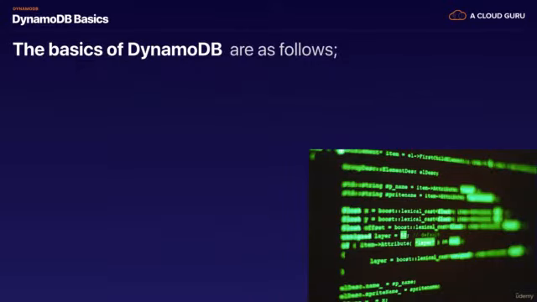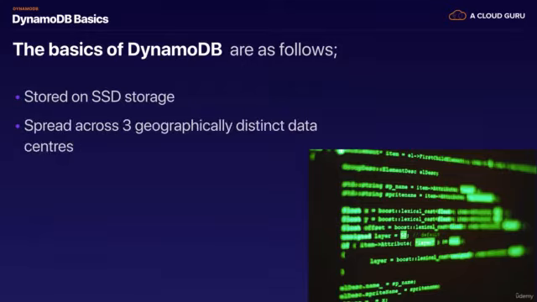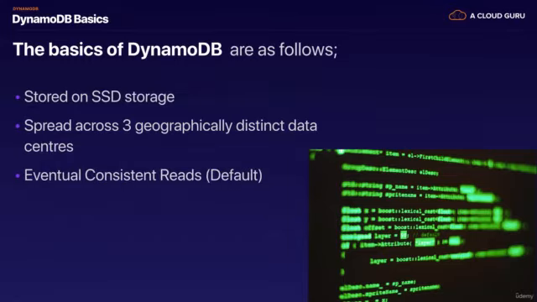So the basics of DynamoDB are as follows. It's stored on SSD storage, so that's why it is so fast. It's spread across 3 different geographically distinct data centers, so you're going to always have redundancy. And it's got 2 different types of read models. We've got eventually consistent reads, which is what you're going to get by default. And then we also have strongly consistent reads.